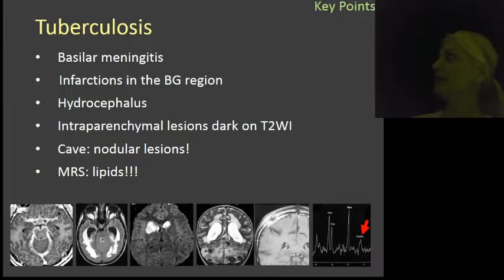Tuberculosis has a basal meningitis, infarctions in the basal ganglia, usually on both sides, hydrocephalus. These tuberculomas will be dark on T2 if they are caseous. We have to be careful about nodular regions, and if we have questions, we should do spectroscopy.